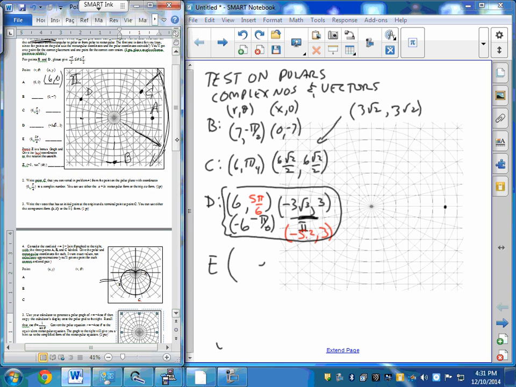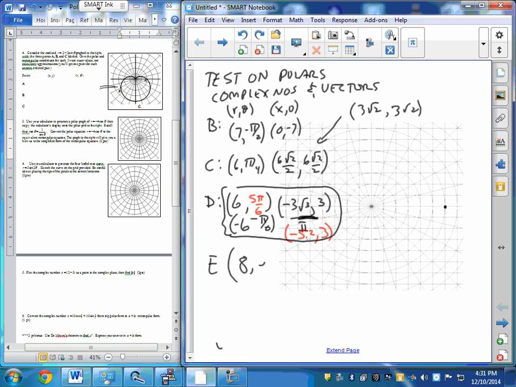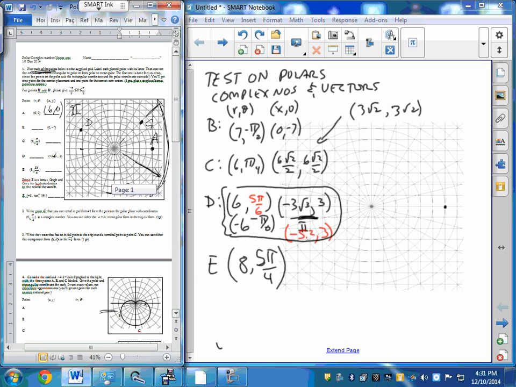This just keeps jumping on me. As 8 and 5 pi over 4, 8 and 5 pi over 4. So not too terribly hard to plot. 5 pi over 4 is right here.